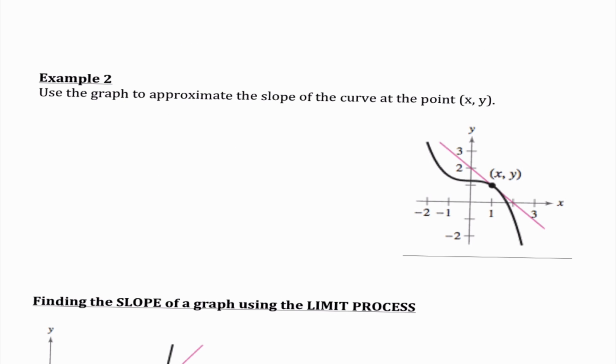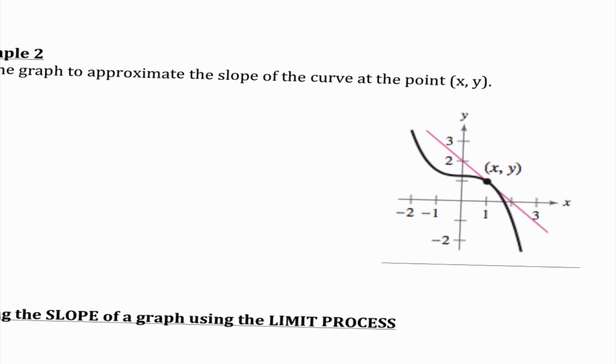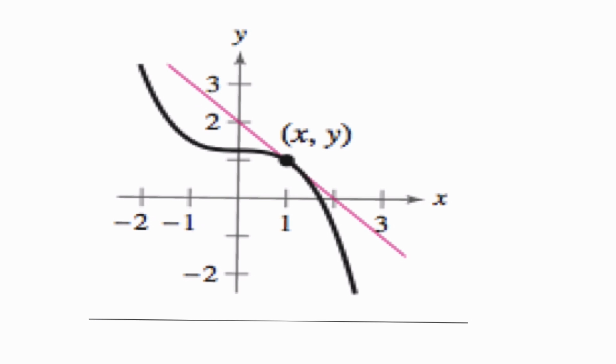So number 2 gives us another graph, and it says use this graph to approximate the slope of the curve at the point x, y. So they have given us a tangent line, and we don't know what this equation is, but that's okay because if I zoom in, I can clearly see a few points. I'm going to go ahead and use this point, which is 0, 2, and I'm also going to use this point, which is 2, 0.